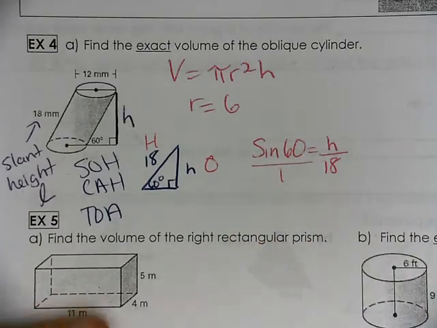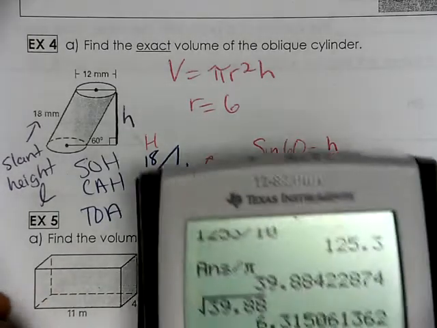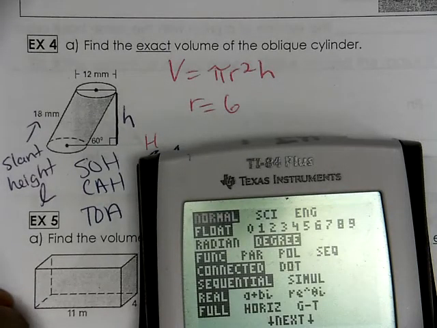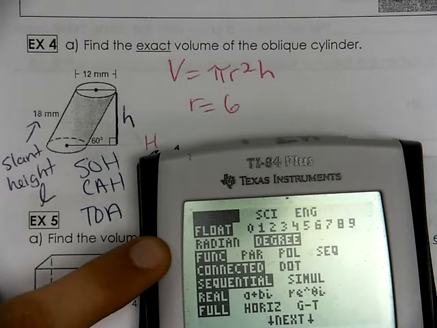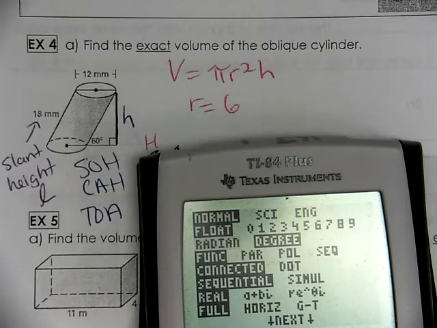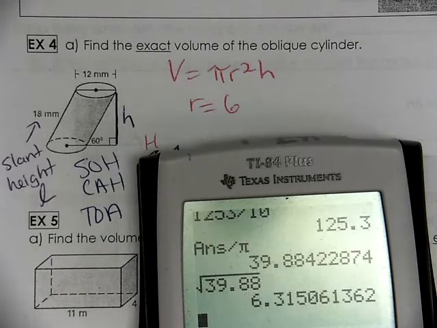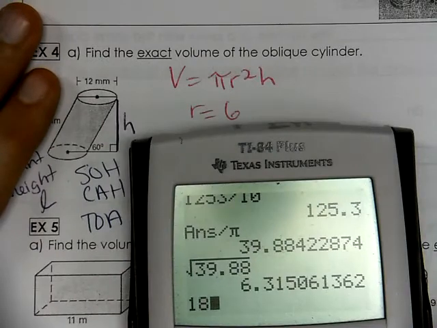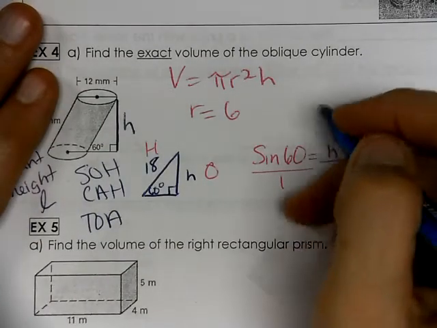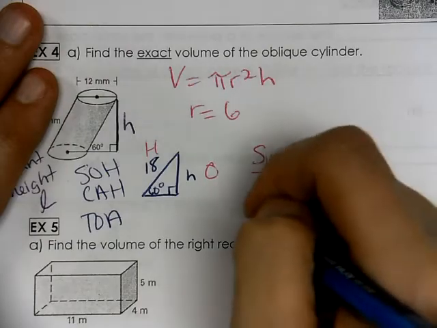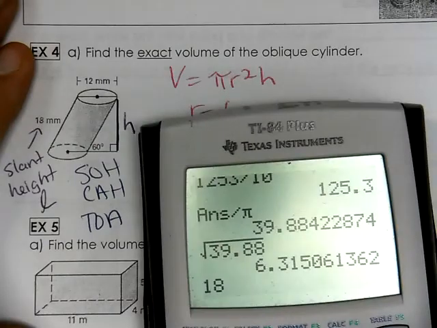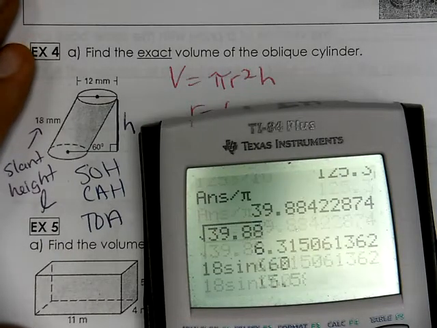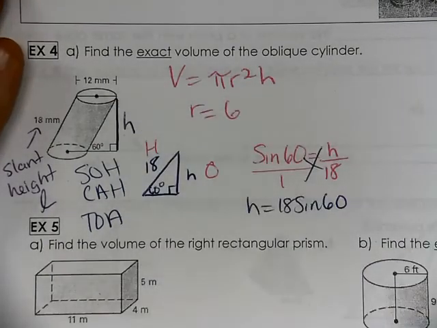So what mode should my calculator be in? Degree. Gotta double check, make sure it's in degree mode. Hit the mode button. Just go down and over and press enter. Okay, so 18, if I cross multiply, I get h is 18 times the sine of 60. 15.59.